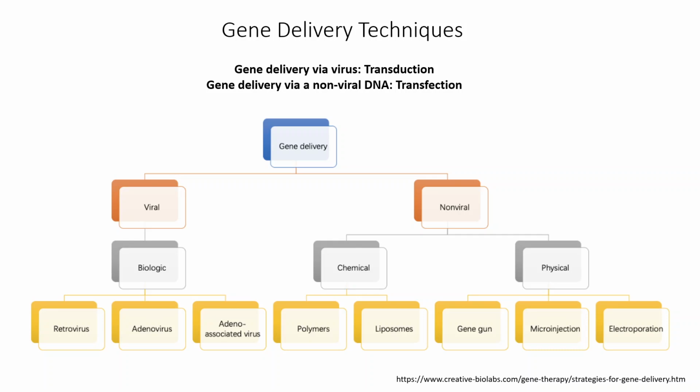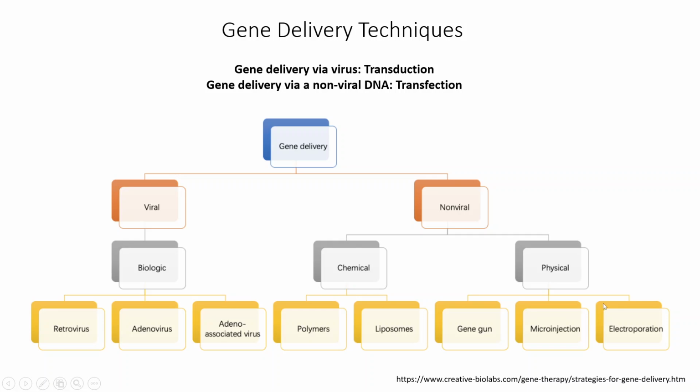And for non-viral techniques of transfection, you can have chemical and physical methods of introducing DNA or gene delivery, right? So chemicals can include polymers like PEI, or liposomes. You might have heard about lipofectamine, right? And then physical techniques, there's gene gun or biolistics, microinjections, electroporation, I think even sonoporation.